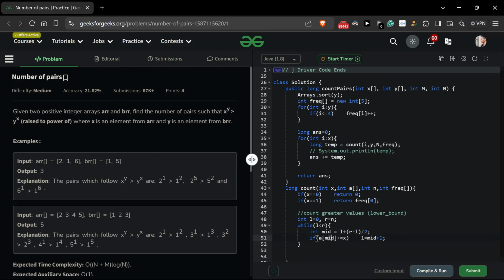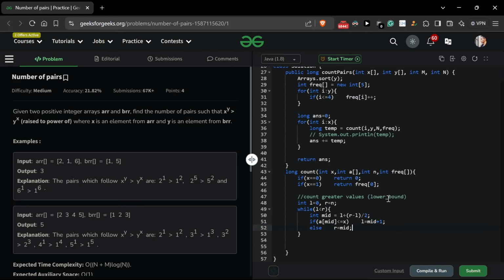Find the middle value. If this value is smaller than or equal to x, it means the greater value is present on the right hand side, so I am going to the right hand side. Else, this middle value is also true, and we have to find the lower bound. Then we have some range. All the values on the right hand side, where L points to the greater value, and all the remaining values on the right hand side are also true. So that's how we will find the pairs.